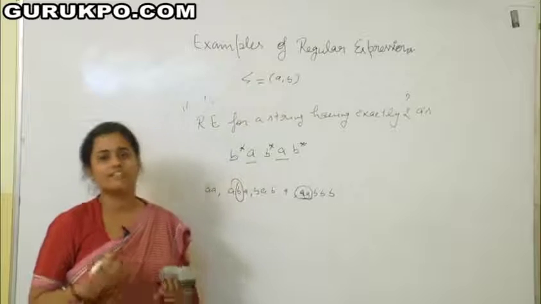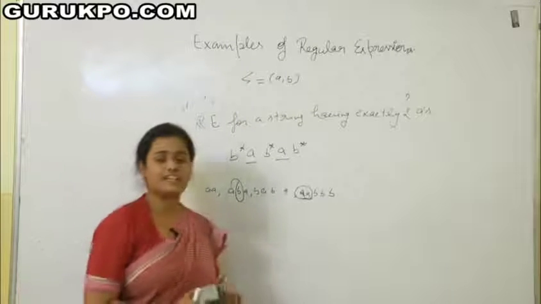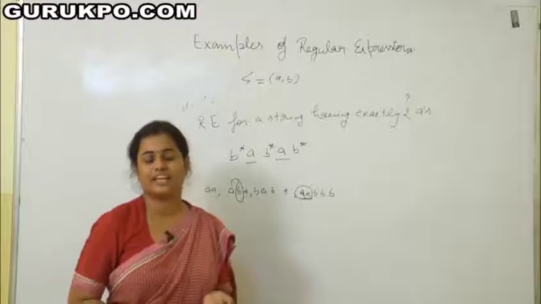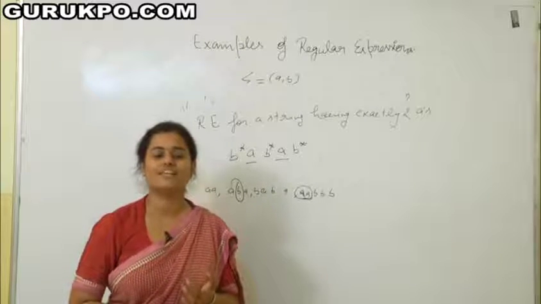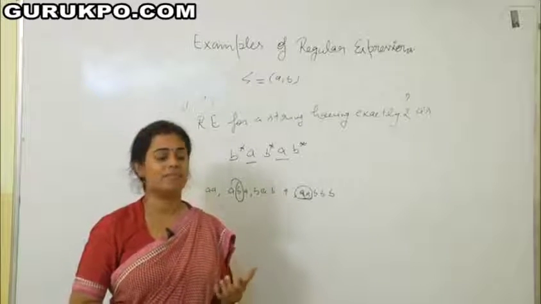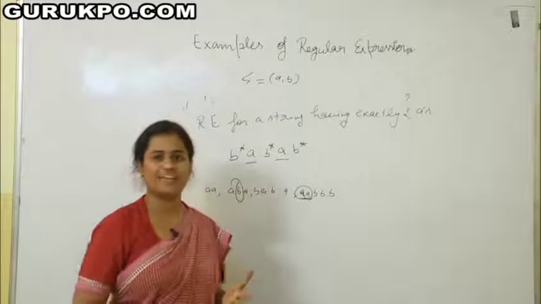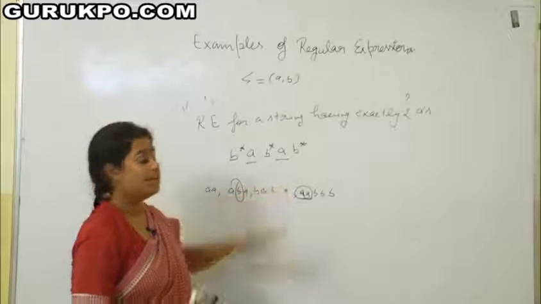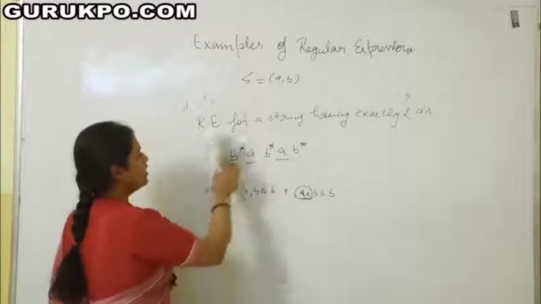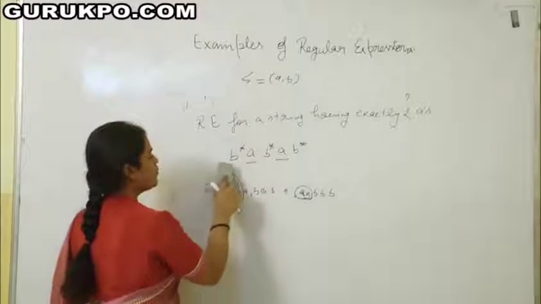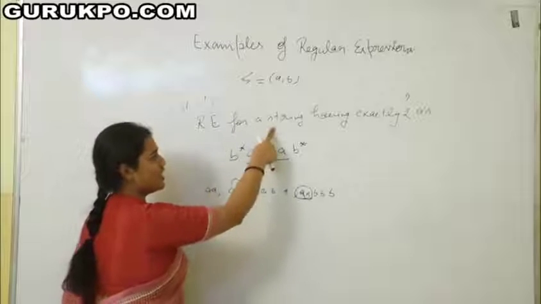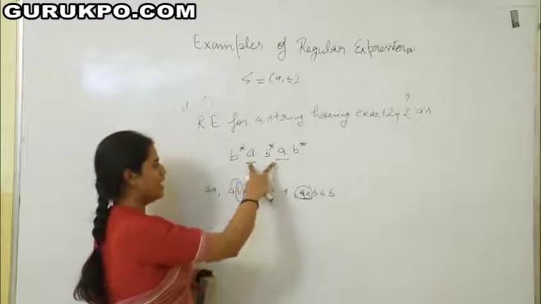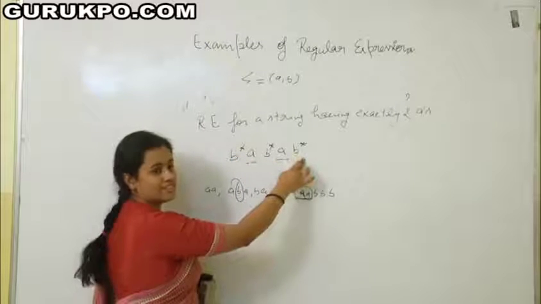Till now, in previous examples, we have made a restriction over the length of a string. We are checking whether the length of a string is even, or whether the string has an equal number of A's or B's, like this. Now we are having the restriction over A and B. We are having the restriction over input symbols. Suppose we have to write the regular expression for a string having exactly 2 A's, then in this case we have to mention the 2 A's and B star, B star, B star.